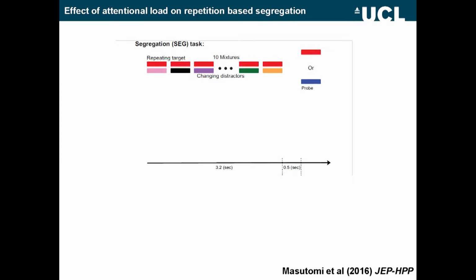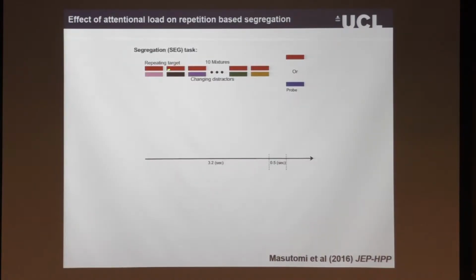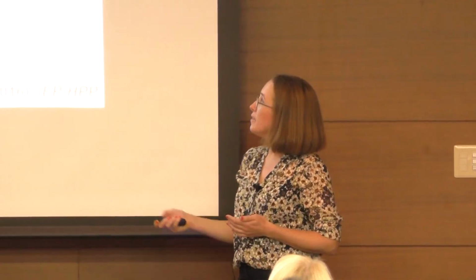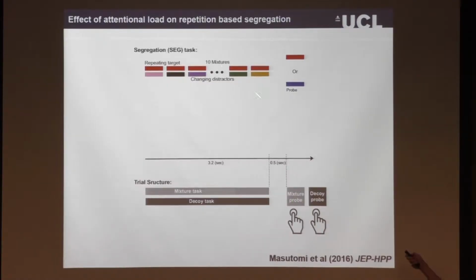So what we had listeners do is we had them do two tasks concurrently. So they were listening to these mixtures of sounds. There was a repeating target with a bunch of distractors. And at the end, they heard a probe, and they had to say whether the probe was the repeating sound or not. And at the same time as they were doing that, they were also performing a decoy task, which I will explain in a second. And then they had to respond first to the mixtures, and then to the decoy task.